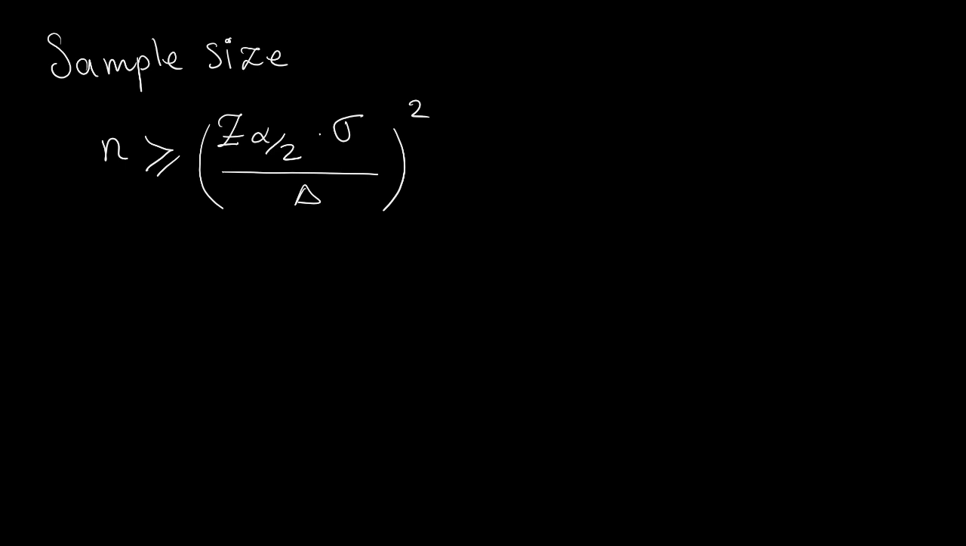For example, the desired margin of error for us, or delta, is equal to 2. The standard deviation is 8, and the confidence is 95%.